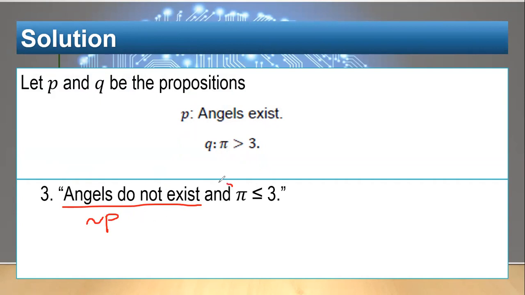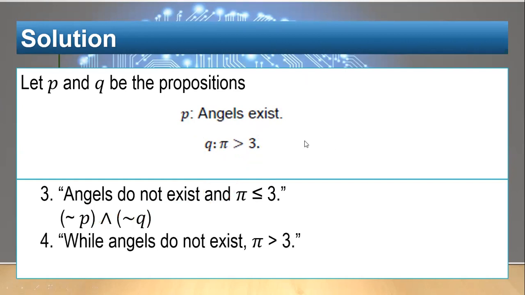Also, given tayo ng and. So and pi is less than or equal to 3. So ito ba yon? So hindi po yan yon. Kabaligtaran ng proposition Q. So that's why not Q. Okay, so that is not P and not Q in symbol.